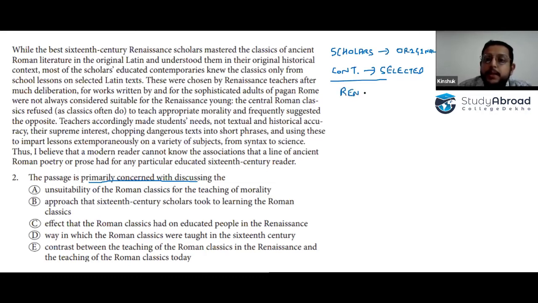So how do we represent that? Renaissance teachers. What did they do? They selected the text. Why? Because the classics opposed.